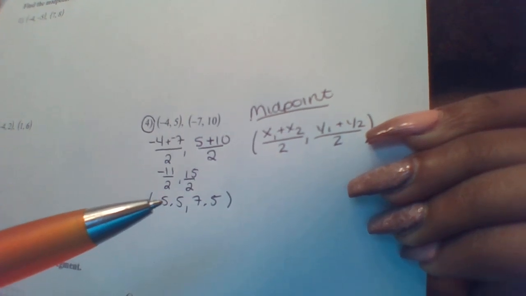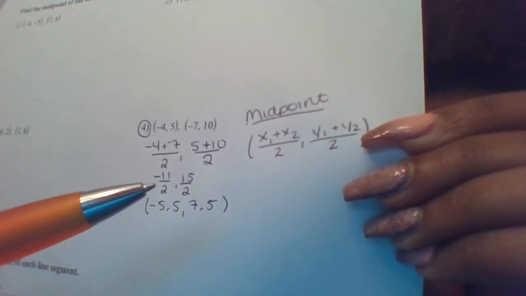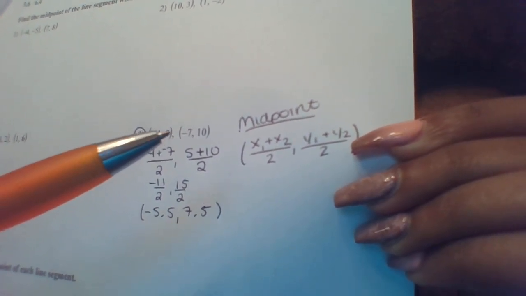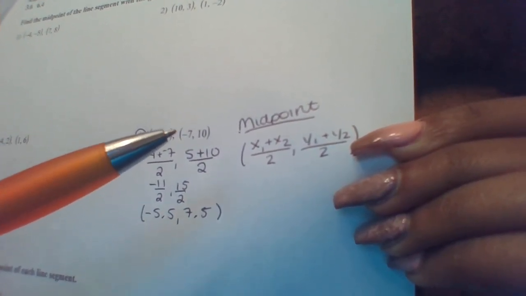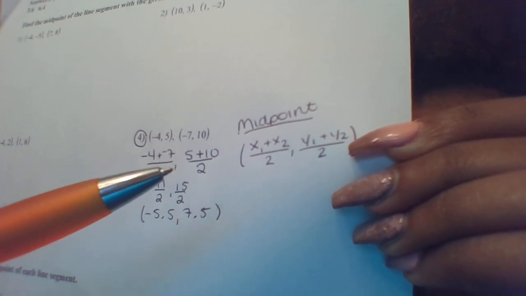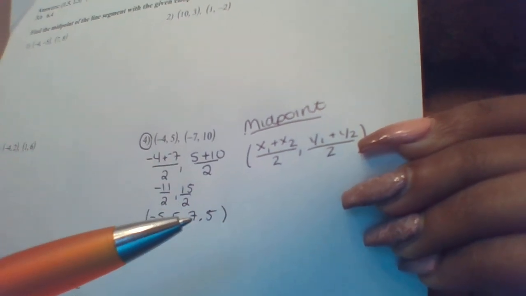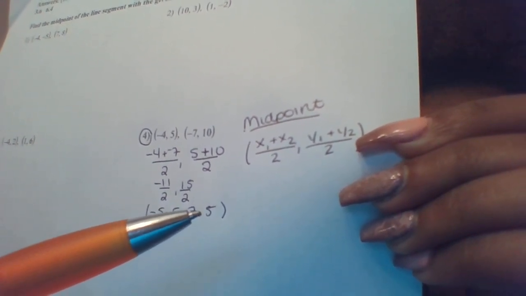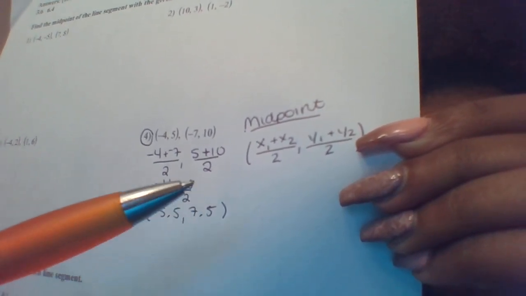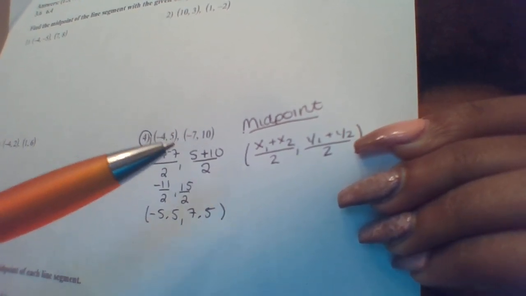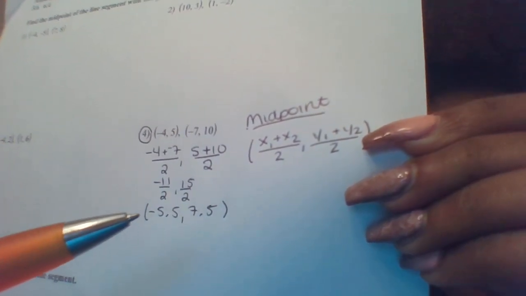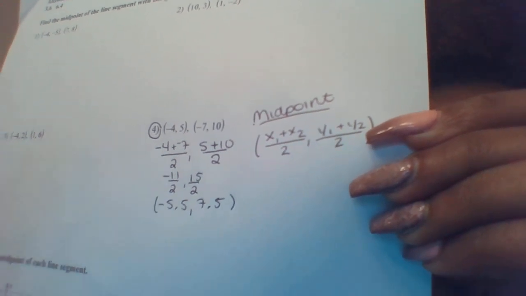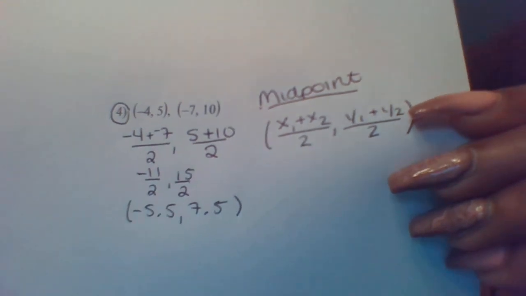So -5.5 is the x value for our midpoint because it is directly in between the 2 x values for our original points. Same thing with the y. Add the y values, 5 plus 10 gets us 15, divide by 2, and we get 7.5. So 7.5 is the y coordinate for our midpoint because it is right in between the 2 given y coordinates, 5 and 10. So our midpoint is (-5.5, 7.5). That's our final answer for number 4.